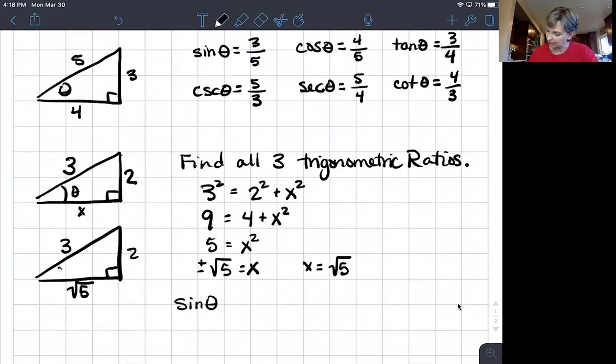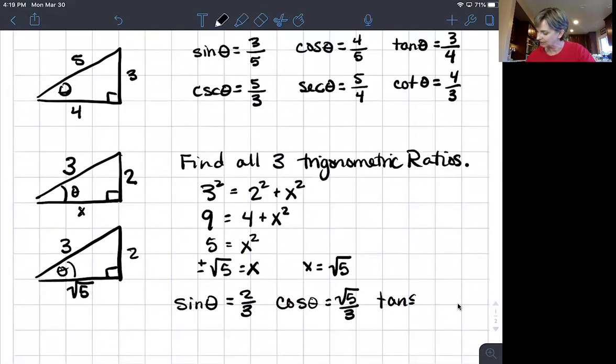Let's go ahead and write in our angle here as well. So sine is opposite over hypotenuse. That's going to be 2 over 3. Cosine is adjacent over hypotenuse, which is the square root of 5 over 3. And tangent, opposite over adjacent, which is 2 over the square root of 5.